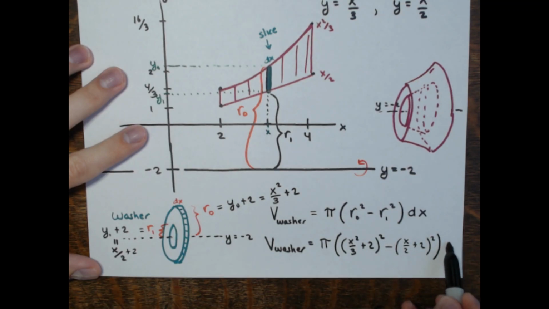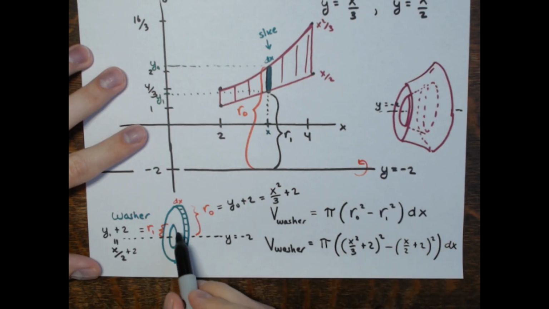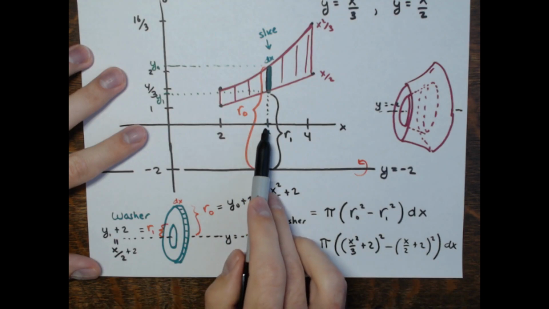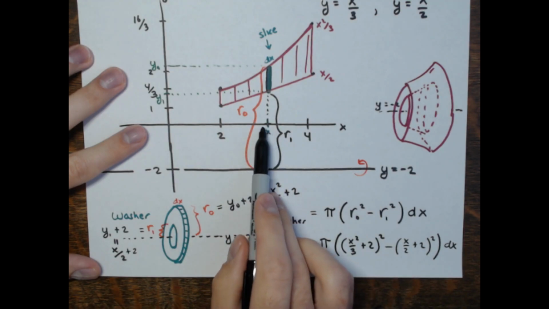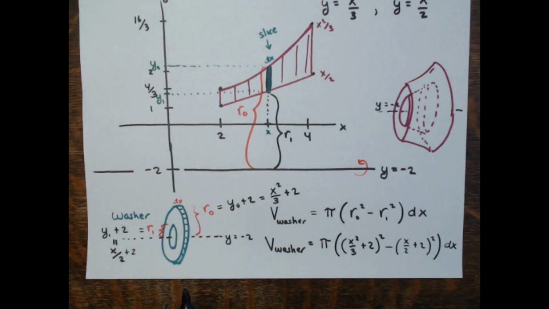And then times the thickness, right? So there's the area of the face, the area of that ring, the big circle with the little circle cut out, times the thickness. And we'd be doing this, creating these washers for every value of x from 2 to 4, and then adding them up.